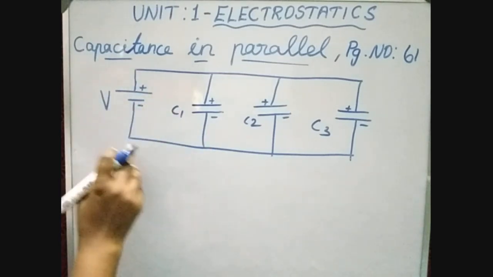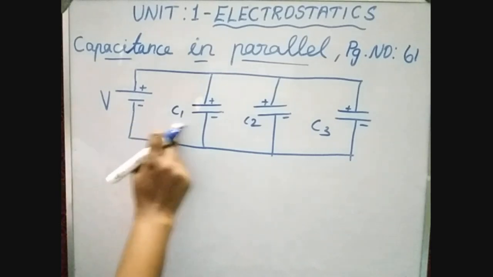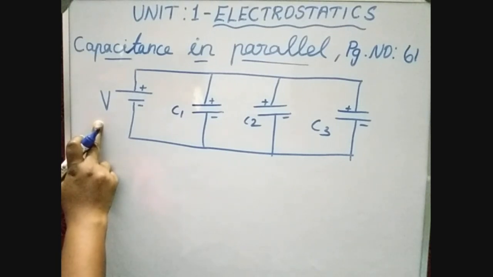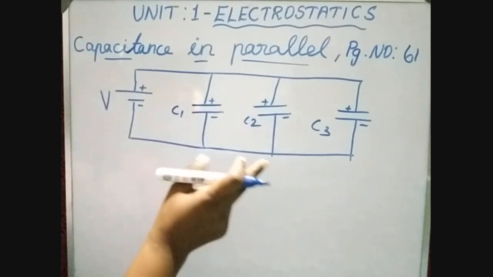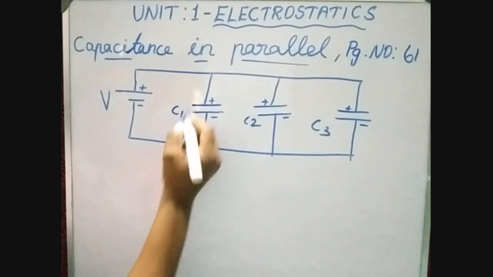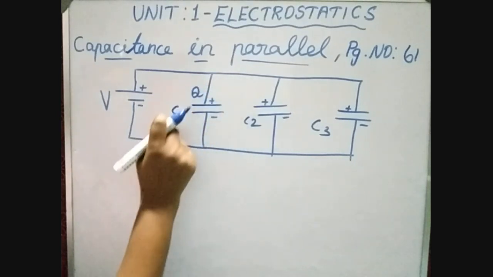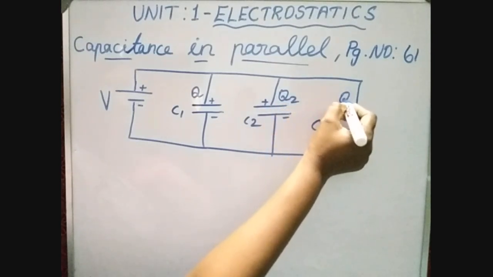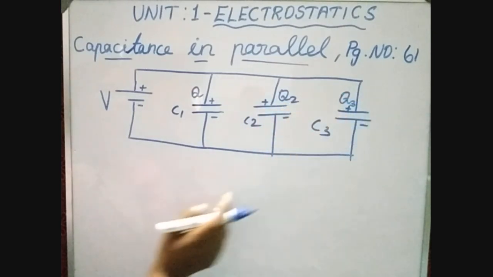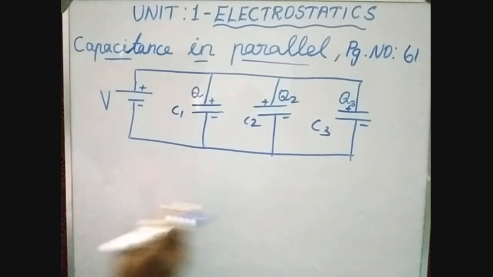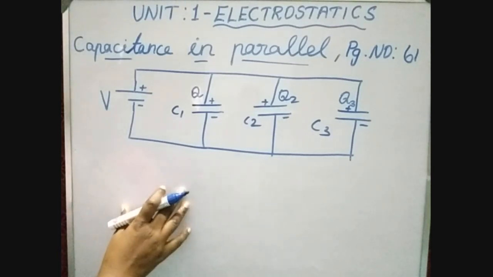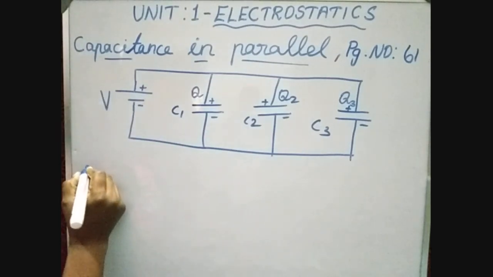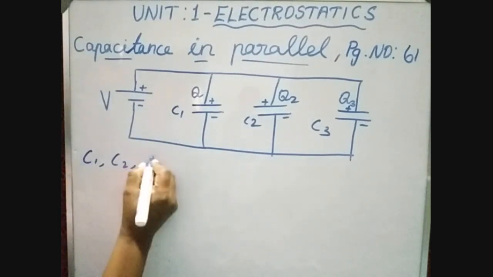Now here the potential difference for these three capacitors is the same, that is V. Here V is a constant, but the charges present in the capacitors are different. Q1 is the charge present in C1, Q2 for C2, and Q3 is the charge of capacitor C3. Now we are going to explain these terms. What is C1, C2, C3?